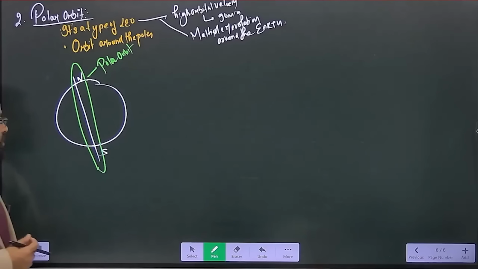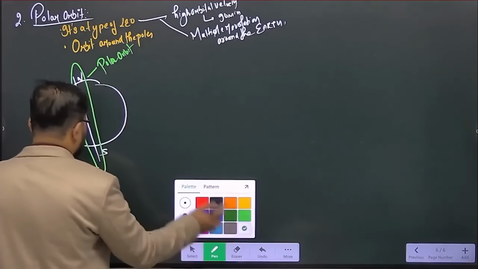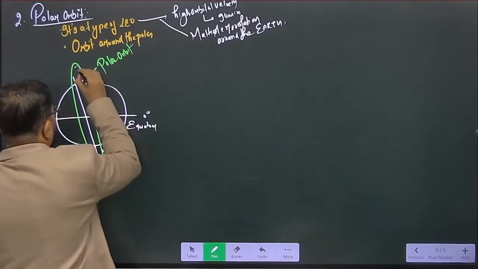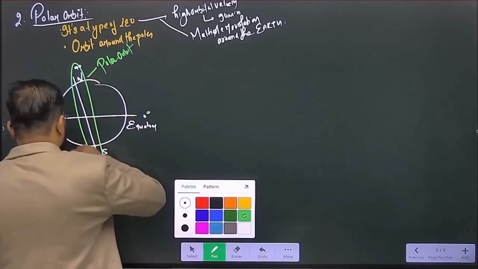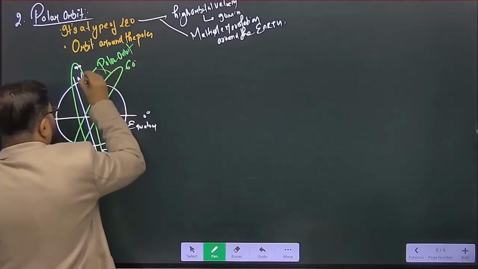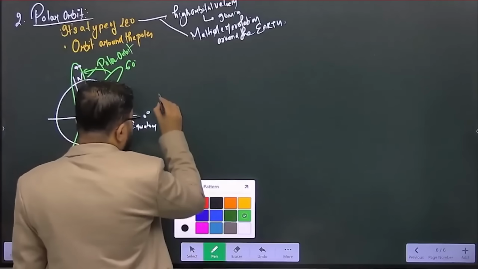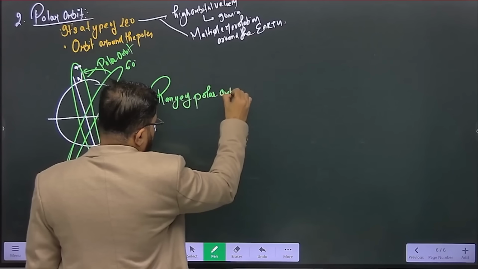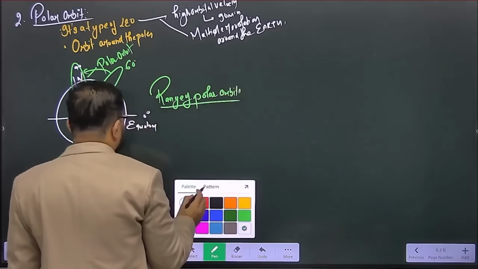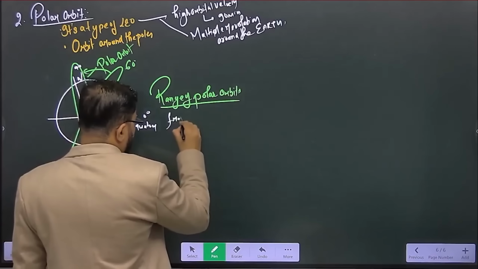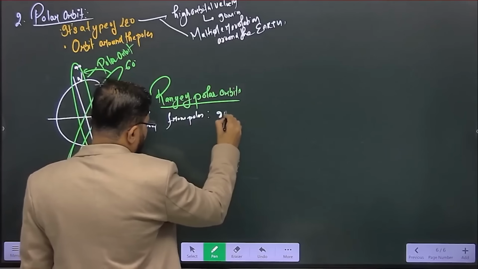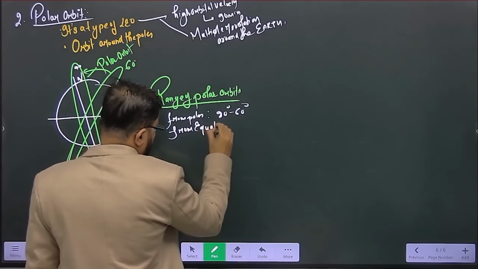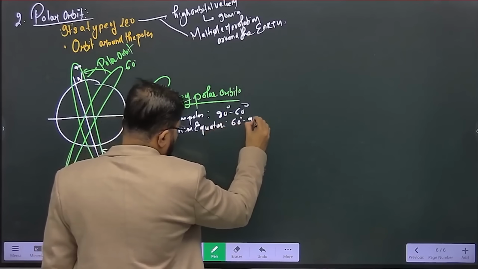Okay. Now there are ranges of polar orbit. Suppose this is the equator, 0 degree, and this is the North Pole, 90 degree. So the range of polar orbit is like this, 60 to 90 degree from the equator. From the poles it will be 90 degree to 60 degree, but if you consider from the equator, it will be 60 to 90 degree.